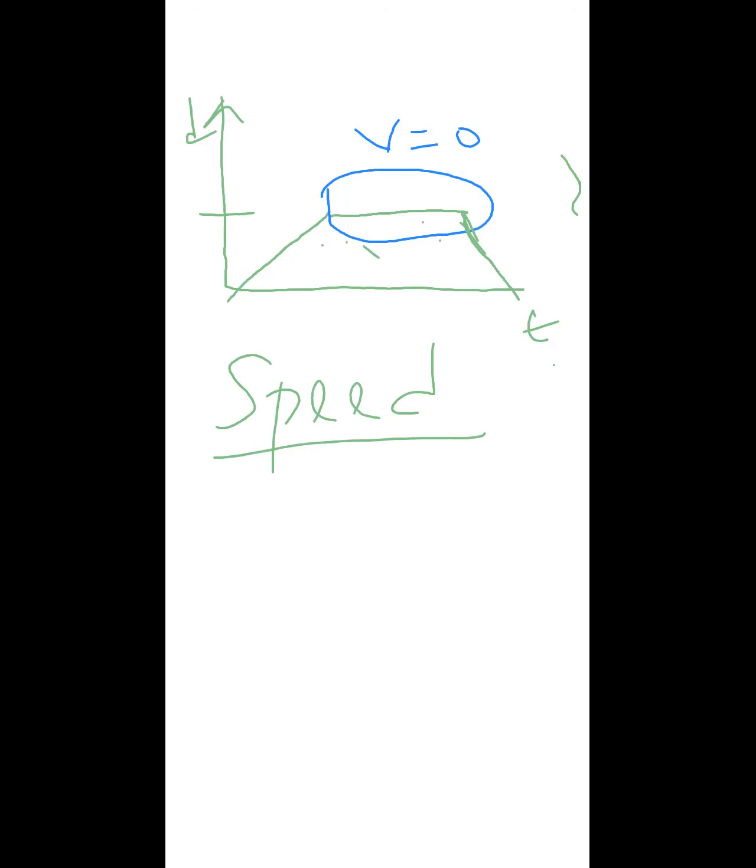What's the difference? One is a vector quantity. Automatically, velocity is also a vector quantity. Now, speed is the rate of change of distance. Distance is a scalar quantity.